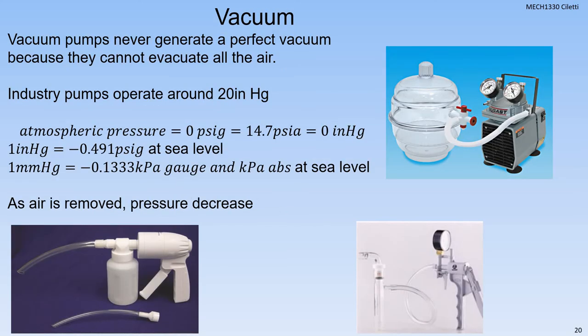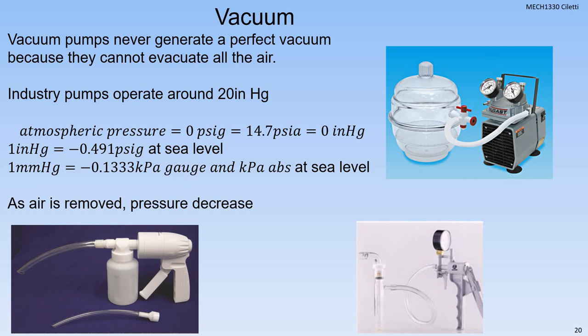How do we create vacuums? We can generate vacuums using vacuum pumps. They're not perfect. They cannot evacuate all the air, but they're very efficient. Industry pumps operate at about 20 inches of mercury. Atmospheric pressure for this is 0 on the gauge, 14.7 absolute. So for us, that equals 0 inches of mercury when we are at sea level.